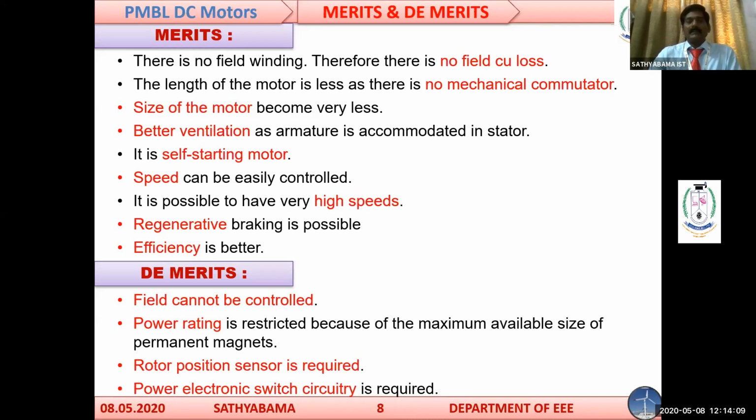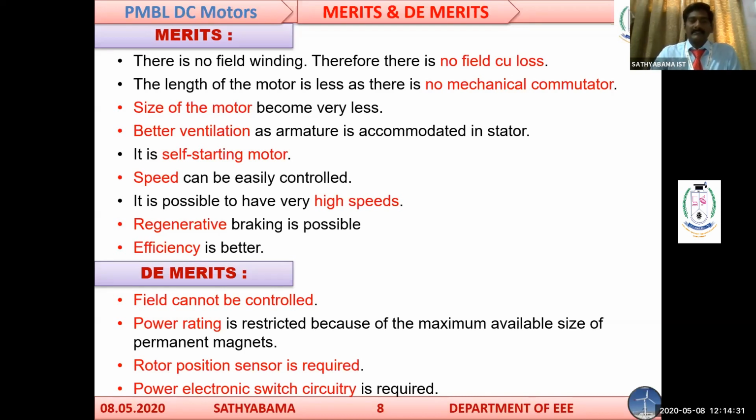Speed can be easily controlled and very high speed is also possible. We are able to produce regenerative braking, and efficiency also increases because there is no commutator and brushes, and the field copper loss is also absent. Therefore, the efficiency of the motor also increases.